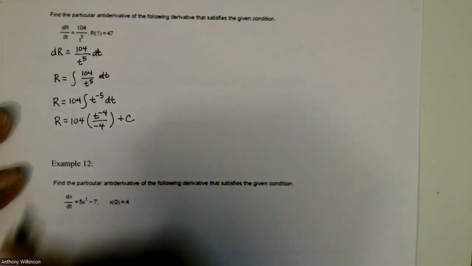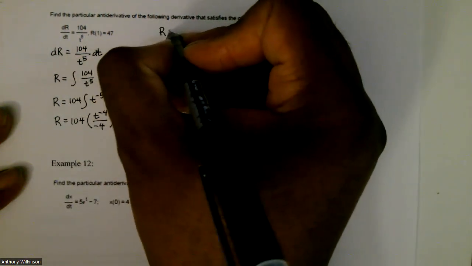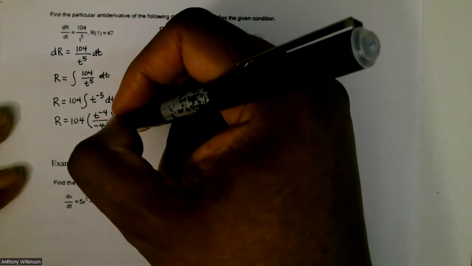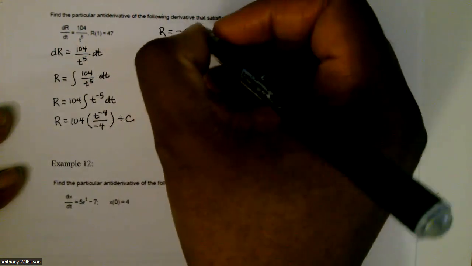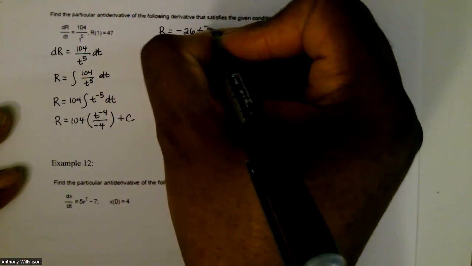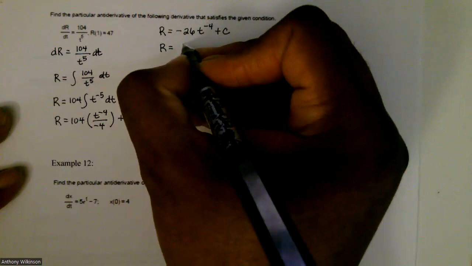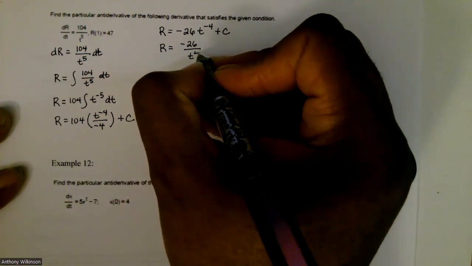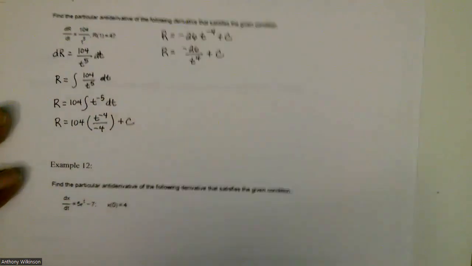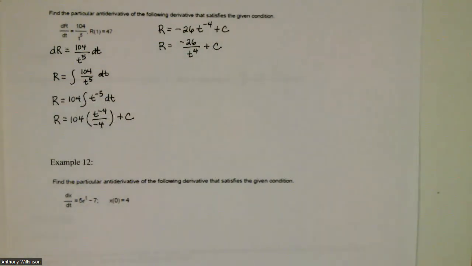Now, if I simplify this, I'm going to continue this on the next line over here. If I do 104 divided by negative 4, that would be a negative 26. So it'll be r is equal to negative 26 times t to the negative 4 plus c. And if I was to write this using positive exponents, I will put the t to the negative 4 in the denominator and make that t to the positive 4 plus c. So r would be equal to negative 26 divided by t to the 4 plus c.